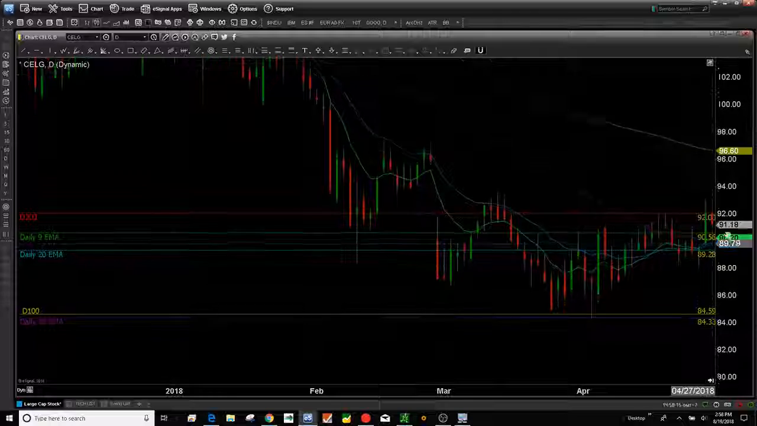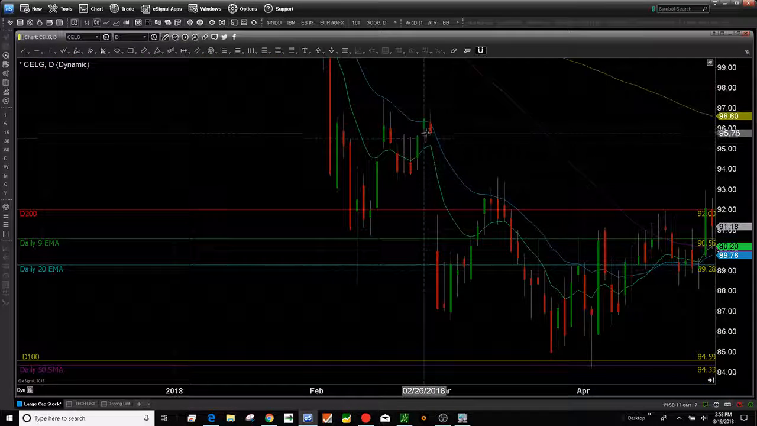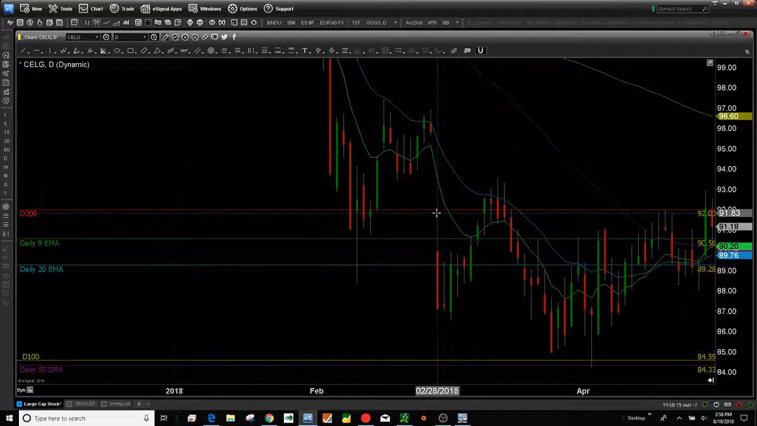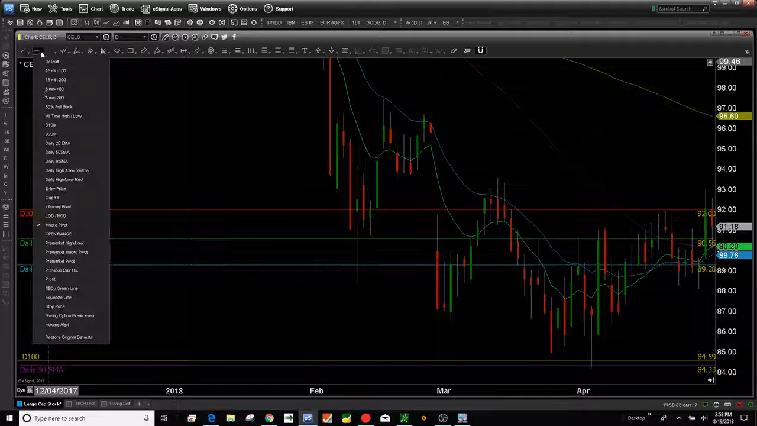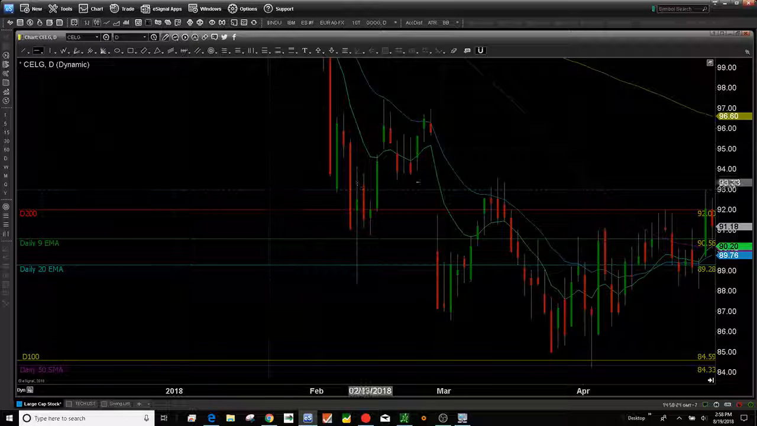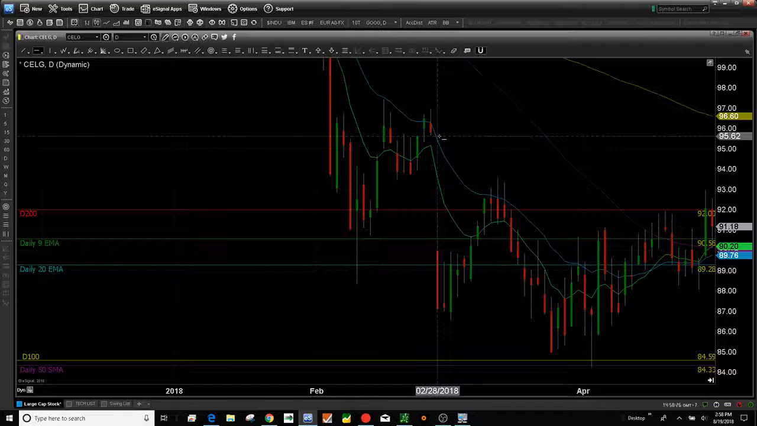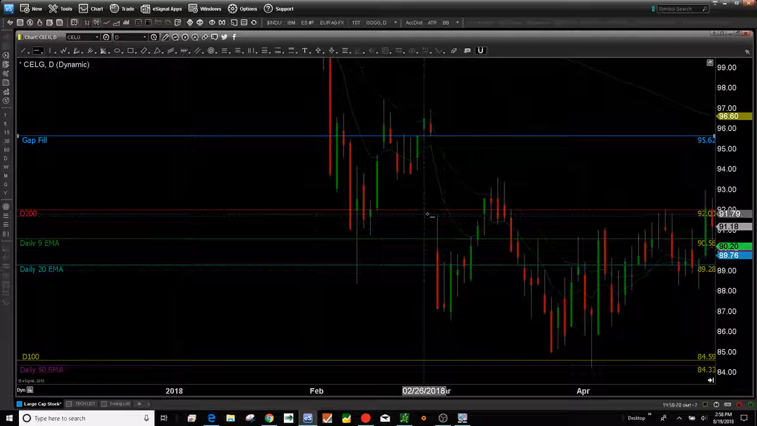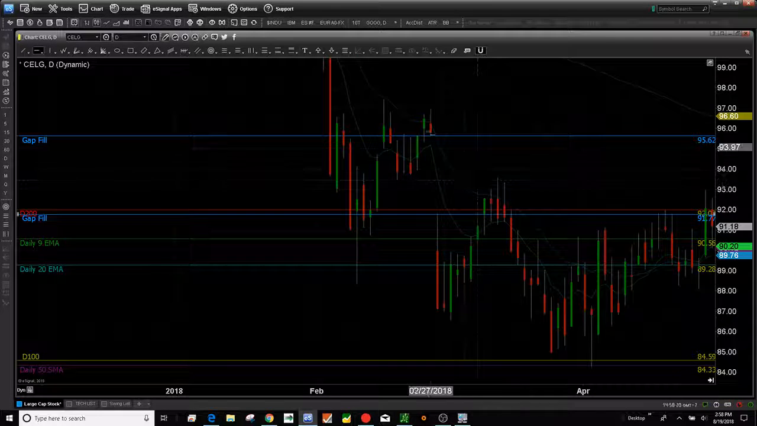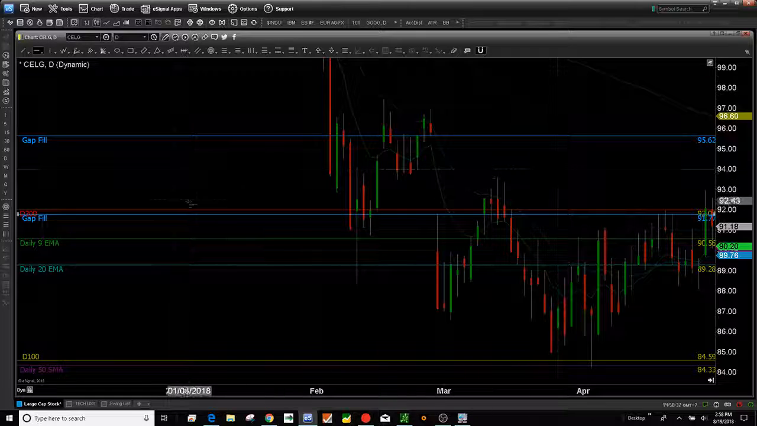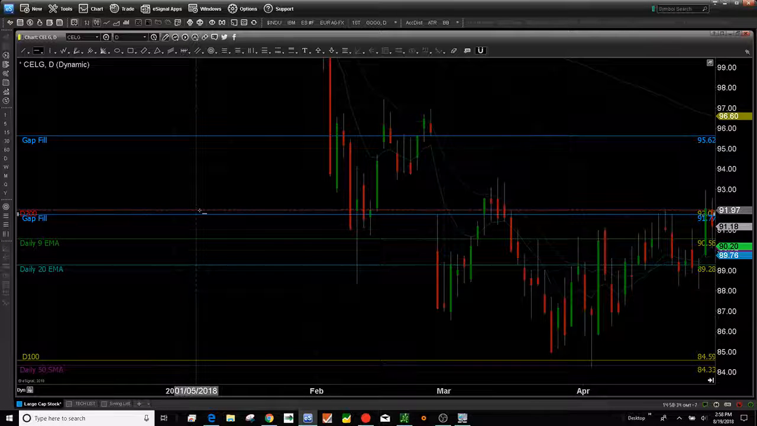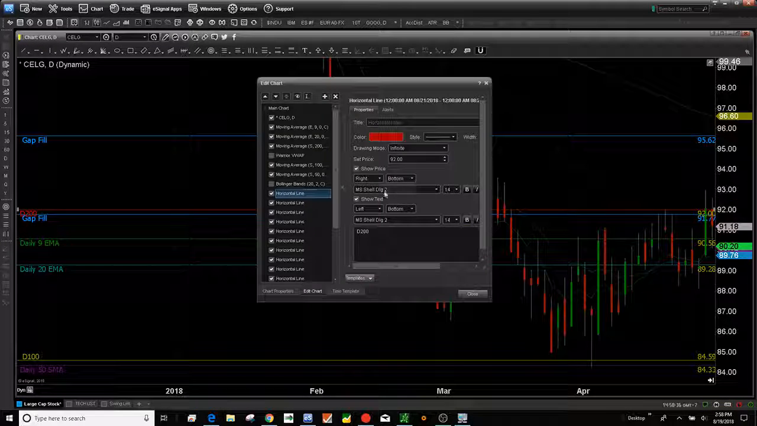Now over here we have a gap fill. See this gap between here and here? We call that a gap fill. Very easy to recognize. They can be big, they can be small. So that is also a significant line of support and resistance.